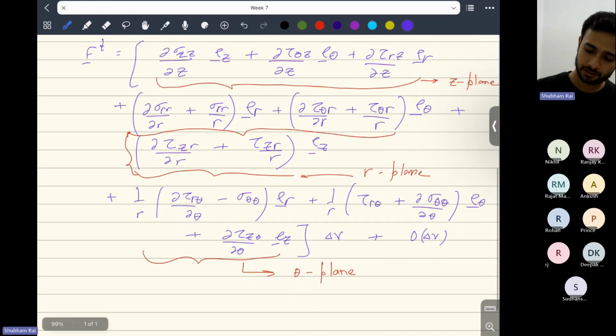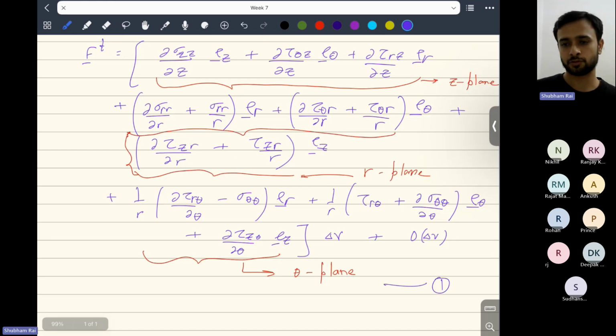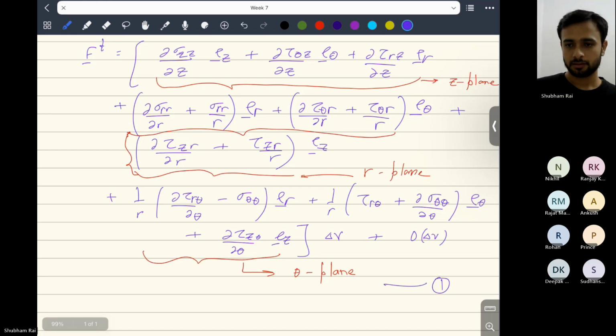So that means I'm just writing these equations as, let's say this is ft, the force due to traction vector. So this is equation number one.